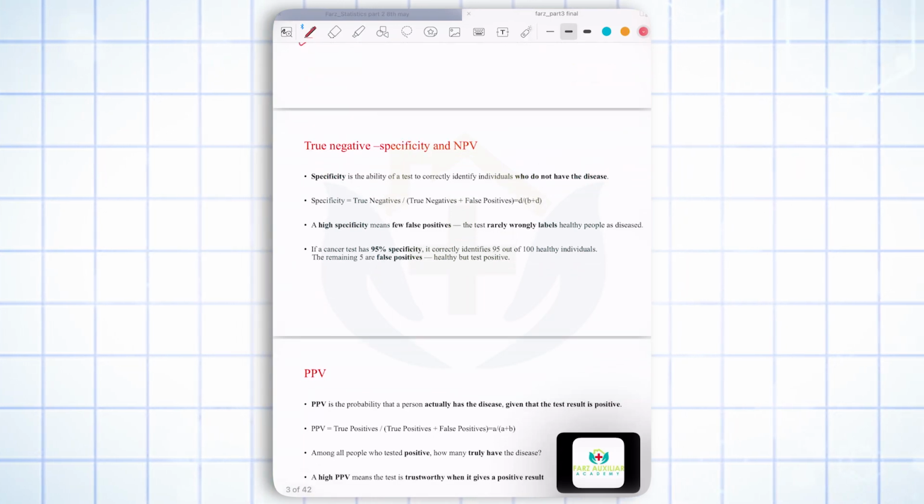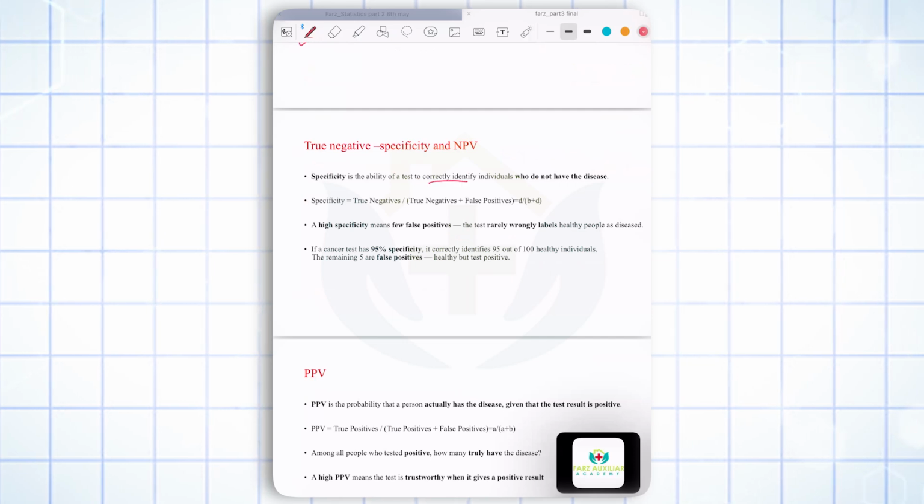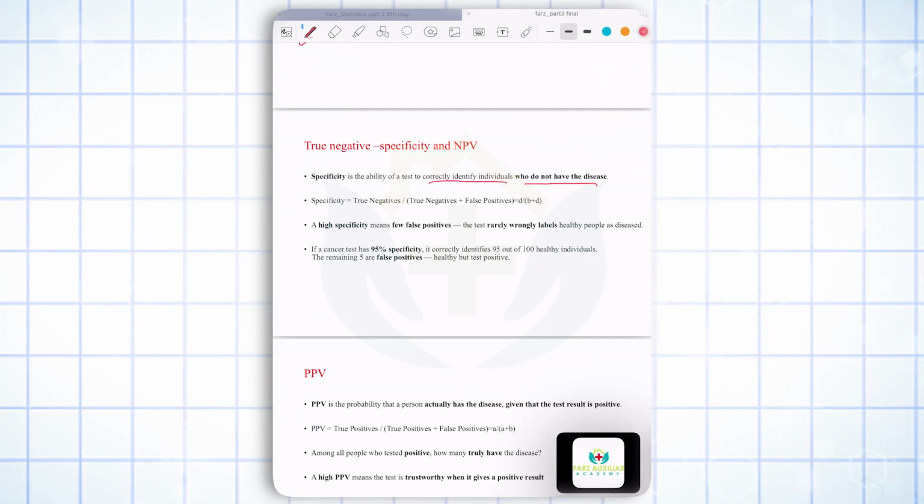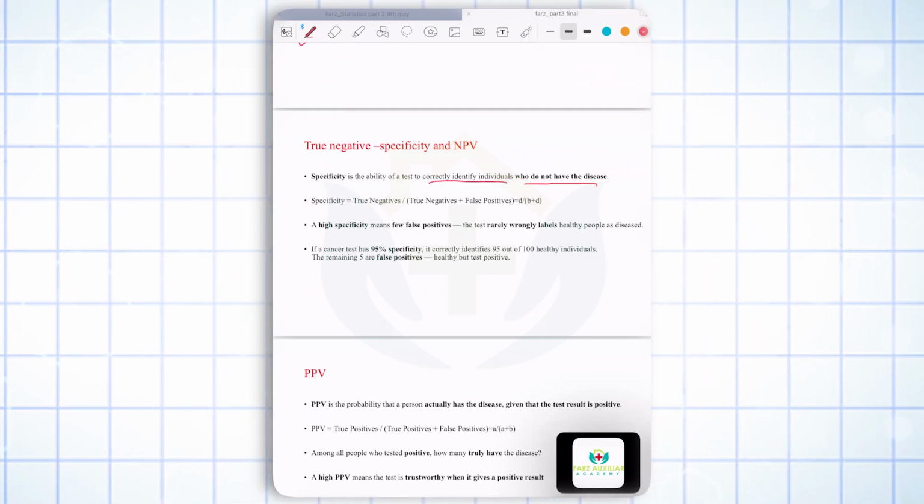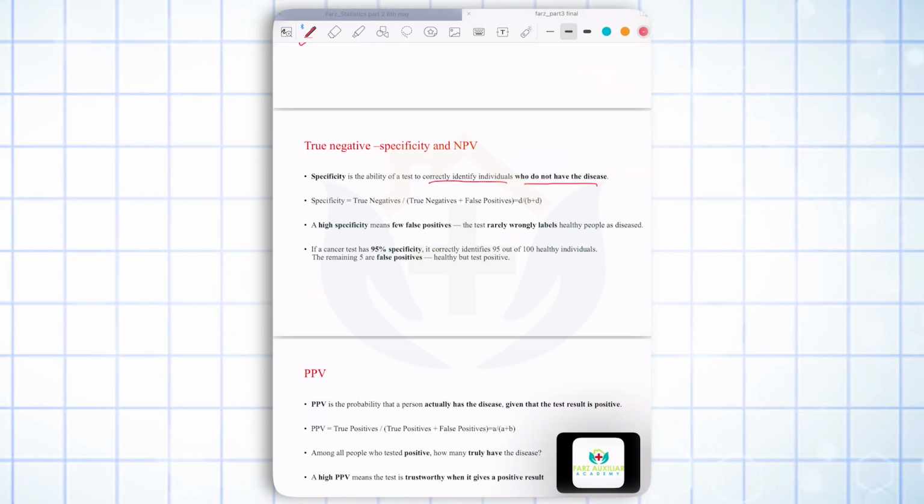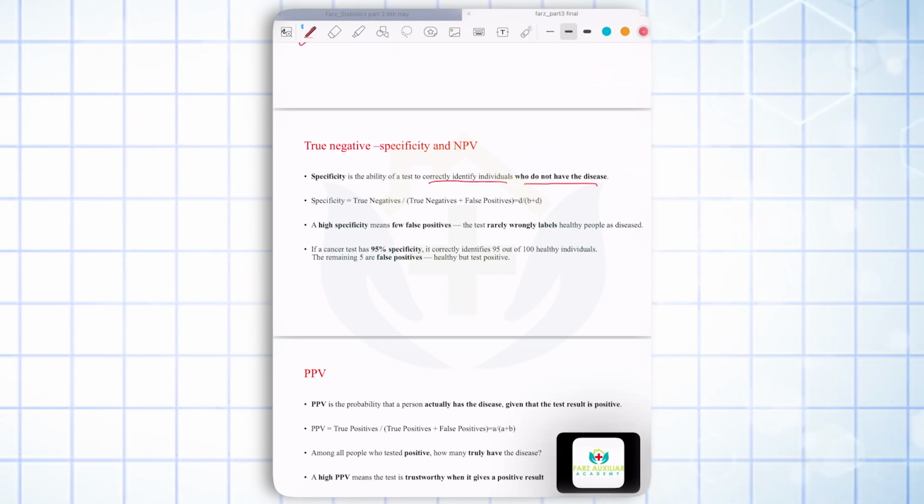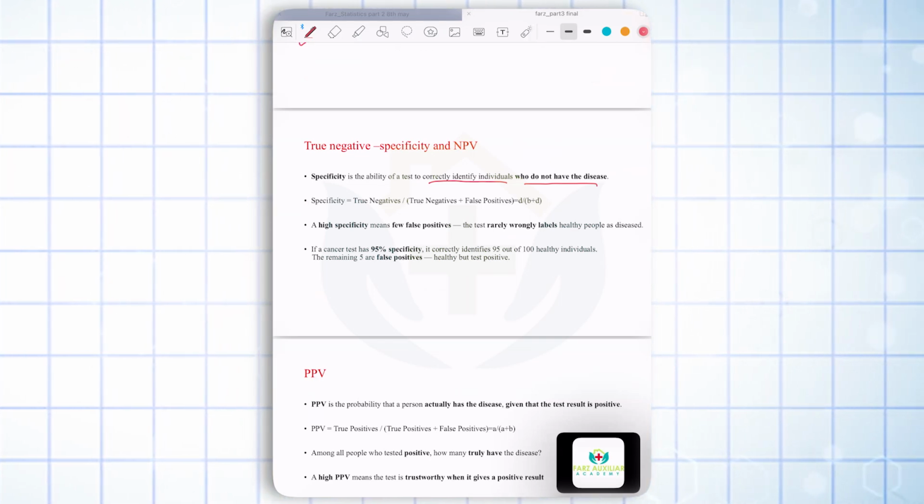Specificity is the ability of a test to correctly identify individuals who do not have the disease, the true negatives. So when do you use a highly specific test? For example, you are planning an intervention on a patient. You should be doubly sure that the patient doesn't have a disease before you decide not to do the intervention on them. That is when you use a highly specific test.